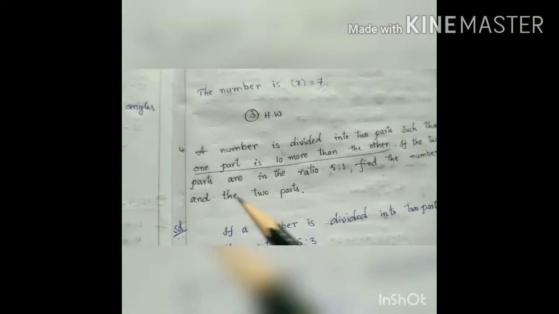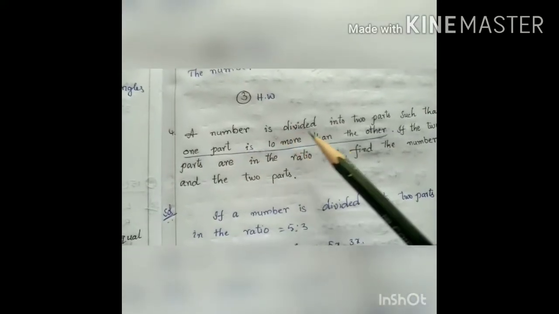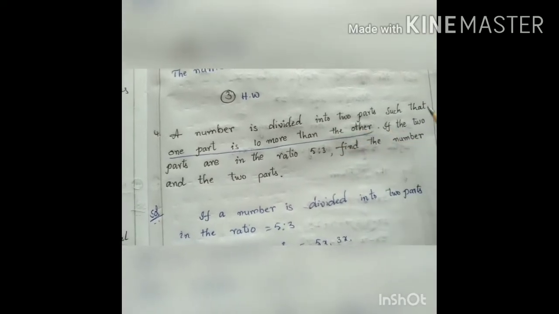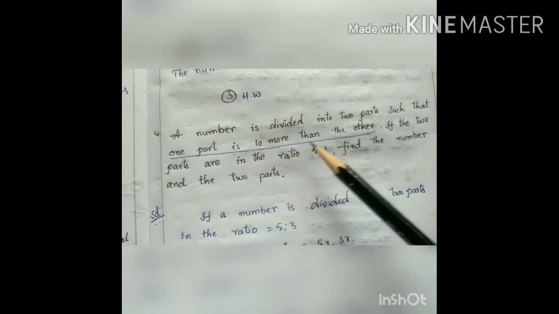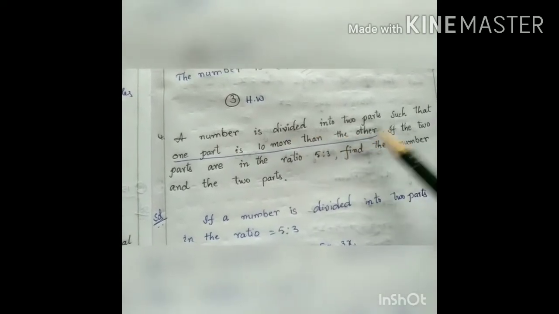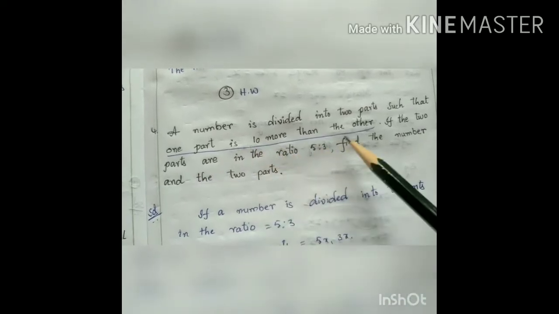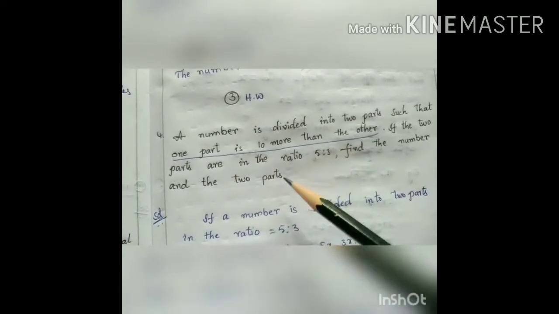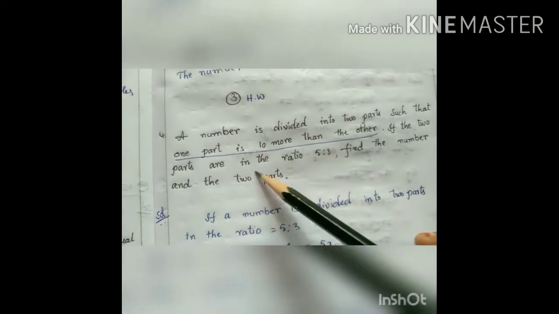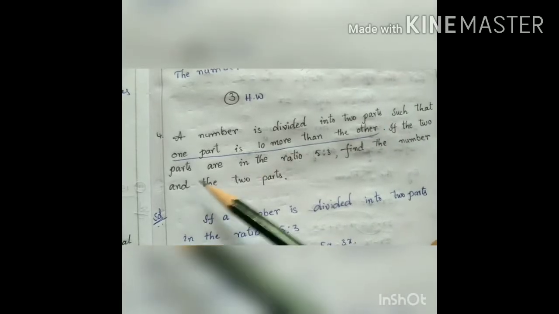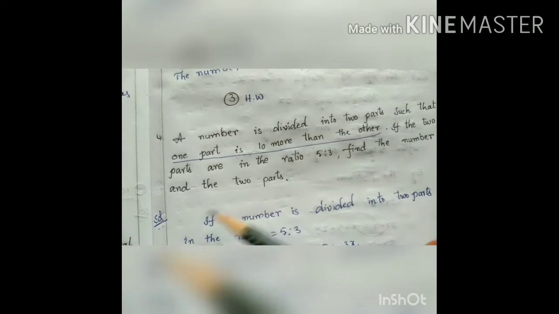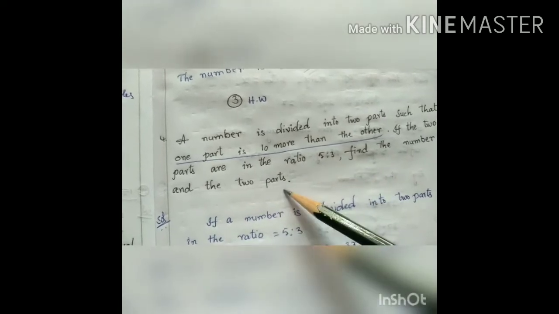Next, fourth question. A number is divided into 2 parts such that one part is 10 more than the other. Here also the number is not given; just you have to take that. If the 2 parts are in the ratio 5:3, find the number and the 2 parts.